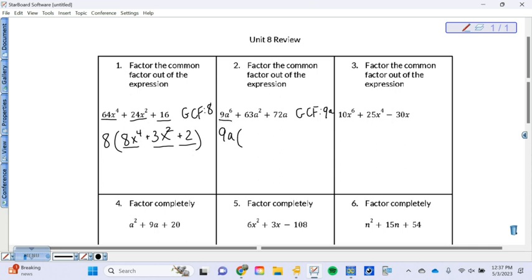I start with 3 terms. I need to end up with 3 terms. What's my first term going to be? Perfect. A to the 5th, right? I have 1a out here. I need to end up with 6 of them, so I have 5 there. 9a times what would give me 63a squared? 7a. And 9a times what gives me 72a?